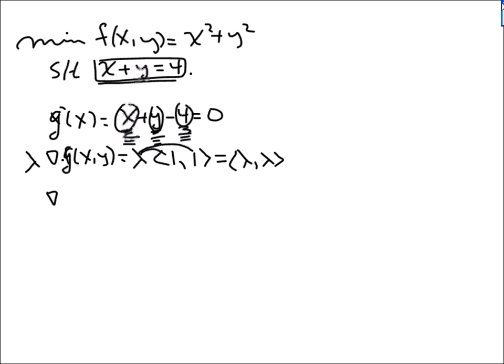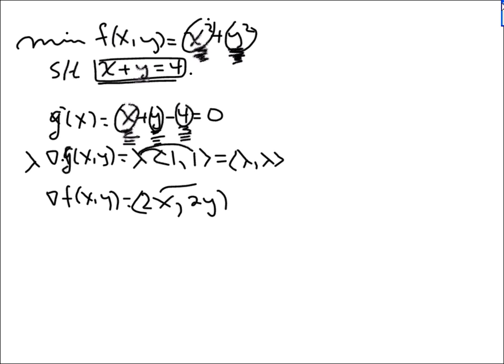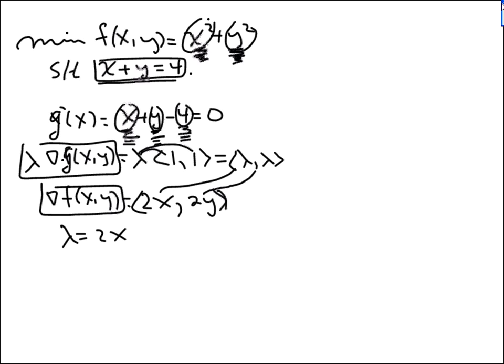Now we want to find the partial of f of x, y. Well, with respect to x, this partial is 2x, and that's 0. With respect to y, this is 0, plus that partial is 2y. So we set these equal to one another. We set lambda times the gradient of the constraint equal to the gradient of the original function. So lambda is 2x and lambda is 2y.